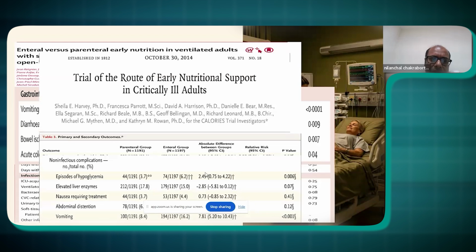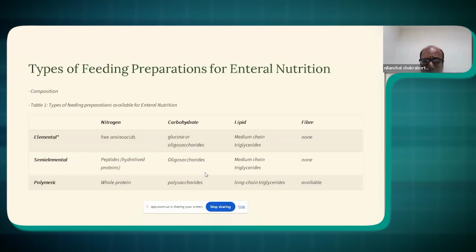Similar studies in the English population, published in NEJM, the CALORIES trial, also showed that the mortality outcome may not be different, but non-infectious complications, maybe hypoglycemia and all, and the gastrointestinal side effects are more in the enteral group. So there is always a controversy whether to use enteral nutrition or parenteral nutrition, but enteral nutrition is physiological. You do not need a special line for giving enteral nutrition. So there are different formulations for it.